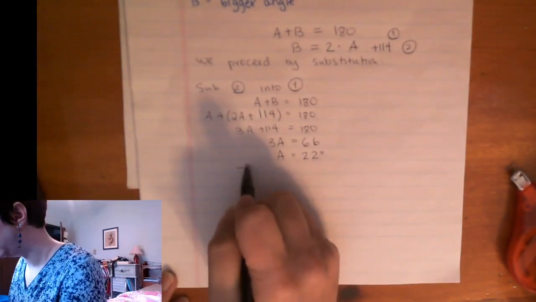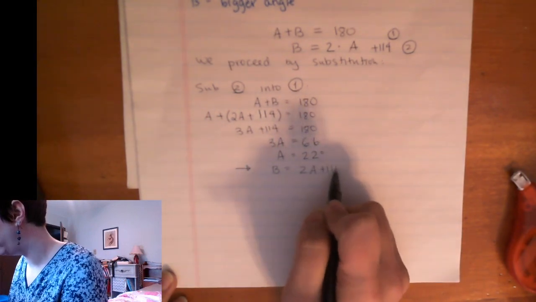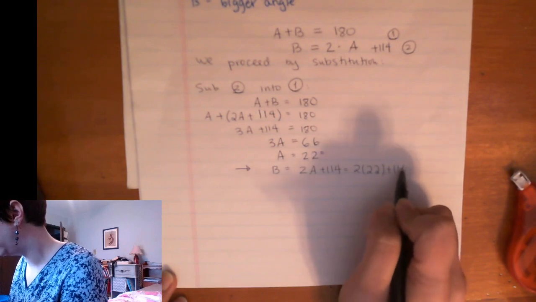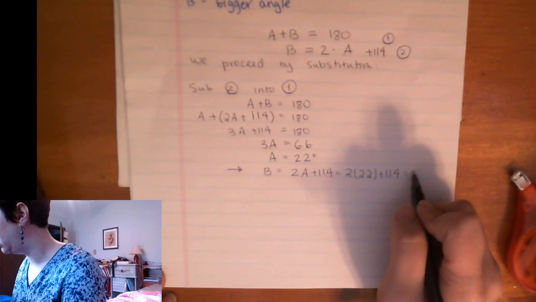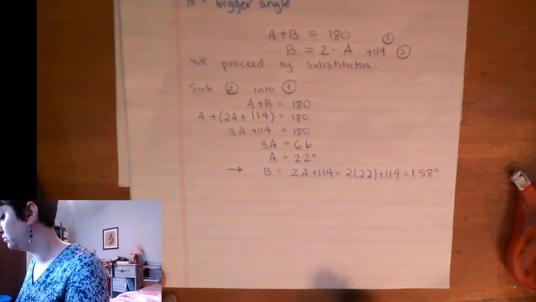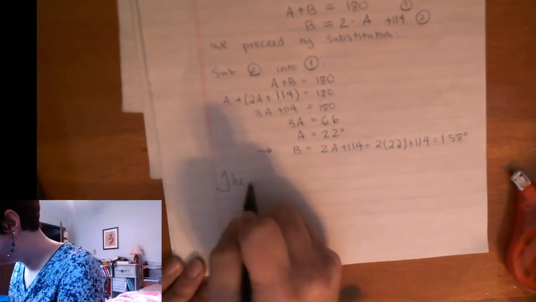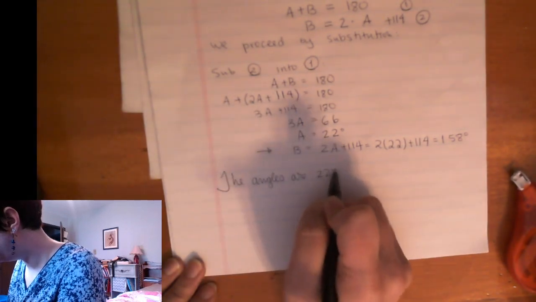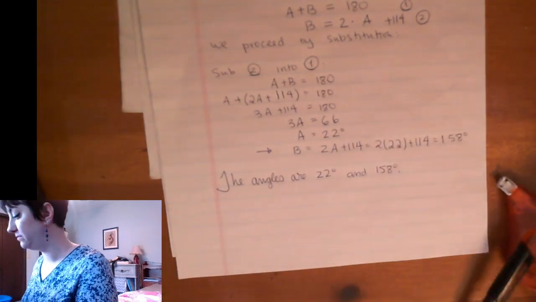That means then that B, which is 2A plus 114, is 2 times 22 plus 114, which is 44 plus 114, or 158. Word problem, word answer. The angles are 22 degrees and 158 degrees.